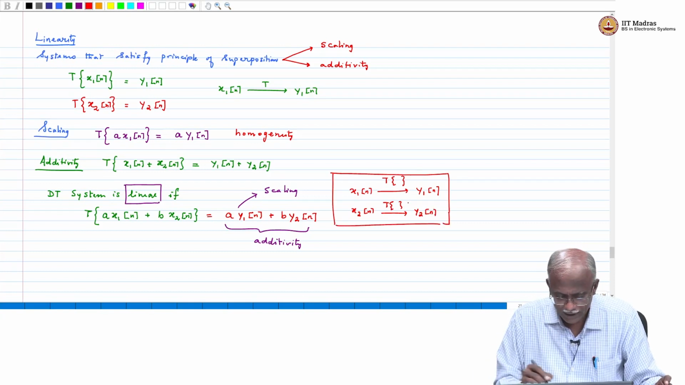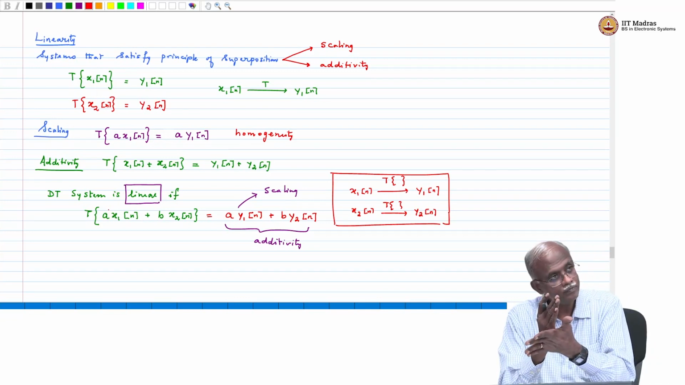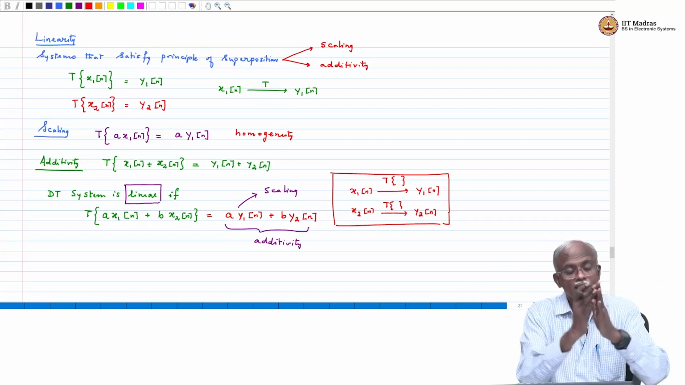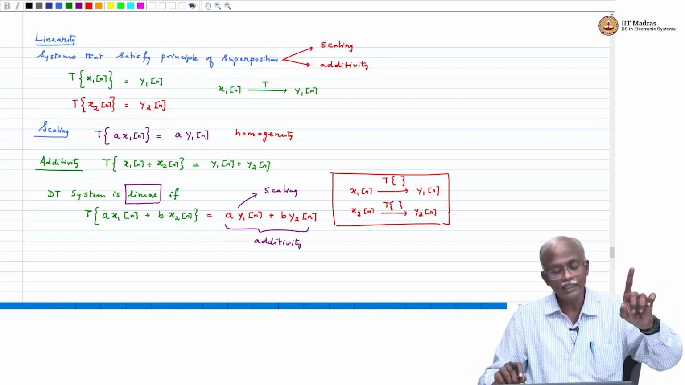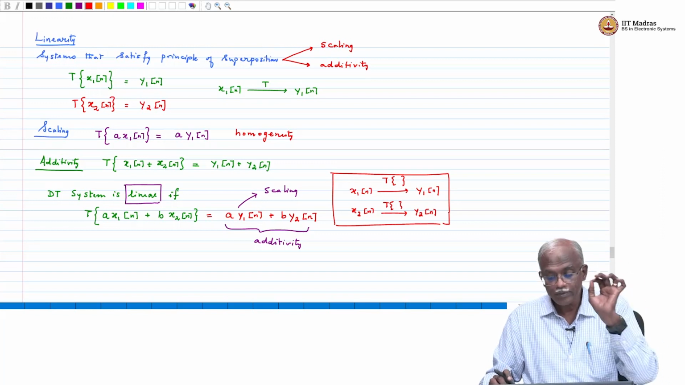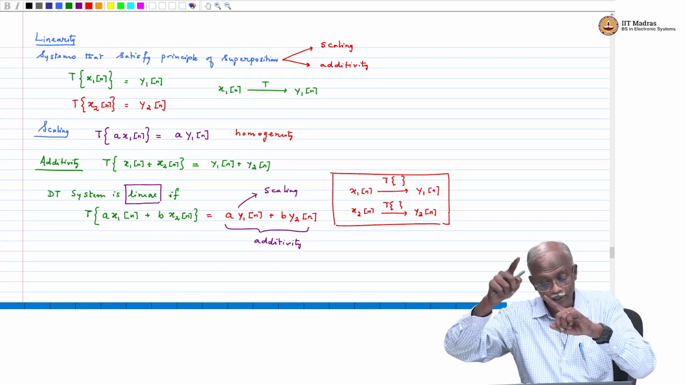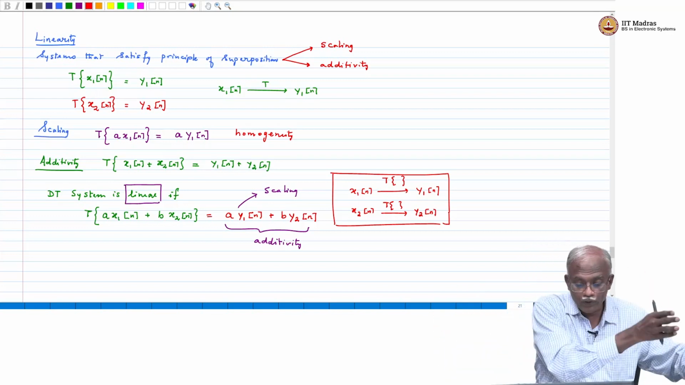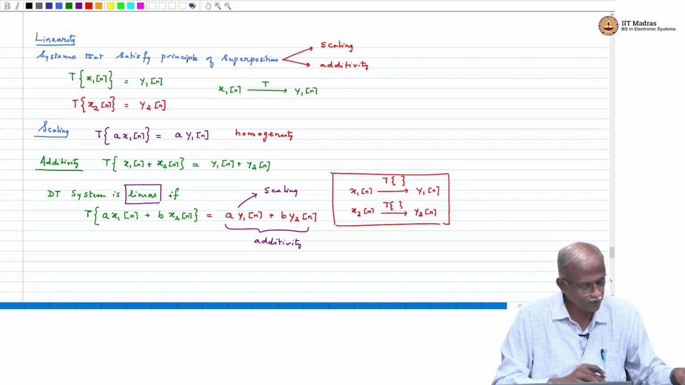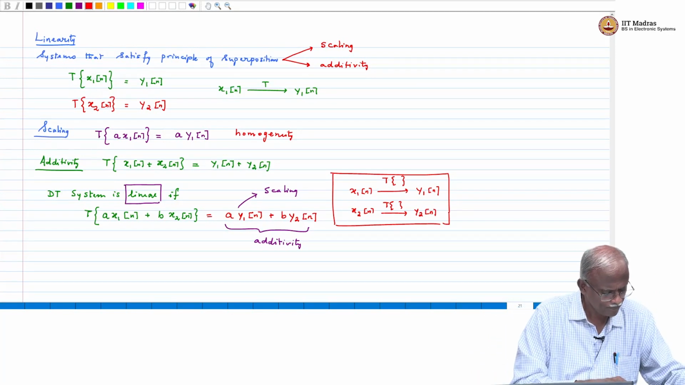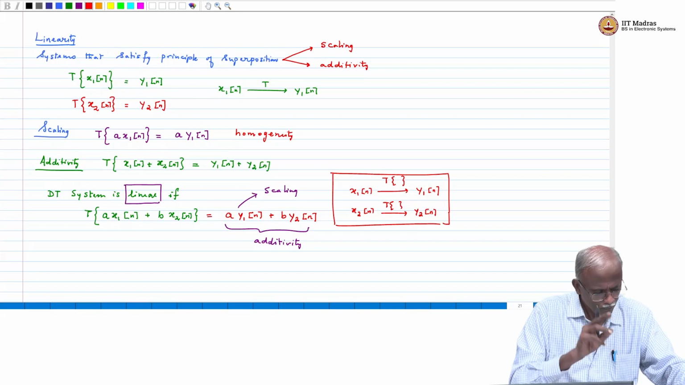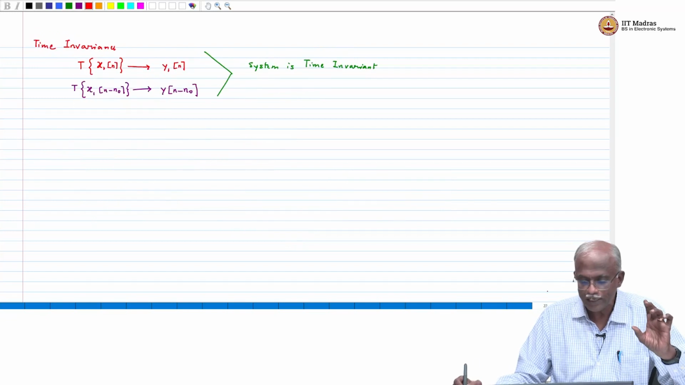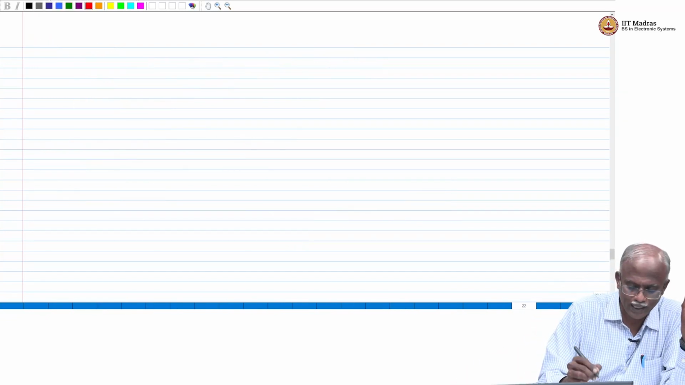Now if I take a times x1 of n plus b times x2 of n, and add them together and pass it through the same system T, do I get a times y1 of n, that is the scaling property, and b times y2 of n, scaling? Additivity, the input was added, did the output also get added? Do you satisfy these conditions or not? Very, very important. Always good to verify this by means of simple examples.